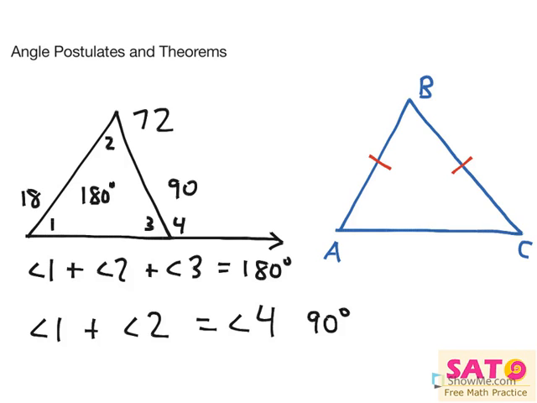Alright, so for the last triangle, we have something called the base angle theorem, and that says that if two sides of a triangle are congruent, then the angles opposite must be congruent. So that would be this one and that one. And the same goes for the reverse, so if the two angles are congruent, then the sides are congruent.